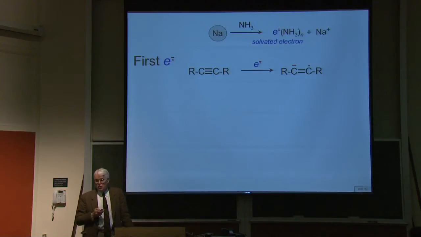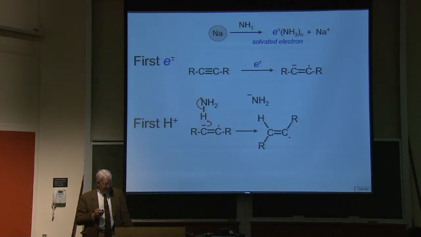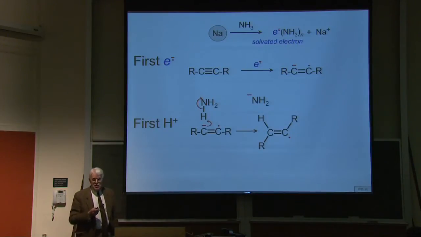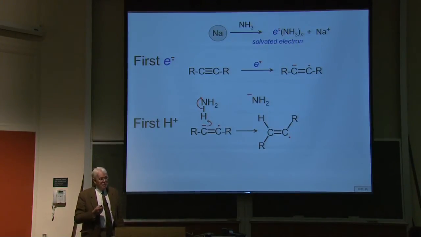That, of course, is a very strong base, the carbon anion. So it can react with the ammonia and pull off a proton, right? So we've added an electron and a proton. That's the equivalent of adding a hydrogen atom, although it's done in 2 stages, okay?